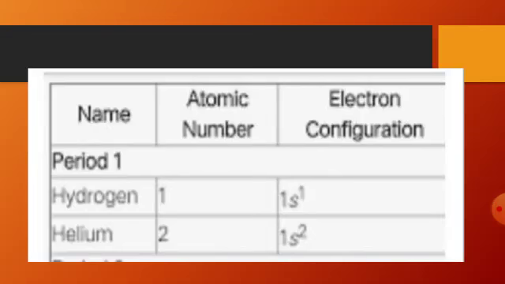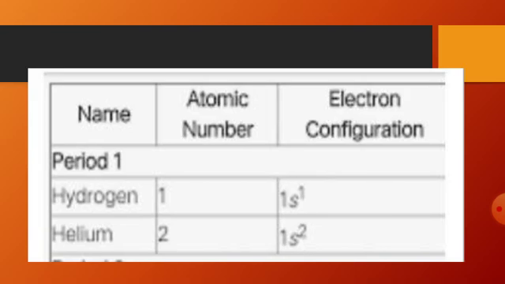Let's see here the elements which are present in the first period. Hydrogen, helium. Hydrogen atomic number is 1. Its electronic configuration is 1s1. The second element is helium. Its atomic number is 2 and its electronic configuration is 1s2. Fine student, hydrogen atomic number 1, electronic configuration 1s1, helium atomic number 2, electronic configuration 1s2.